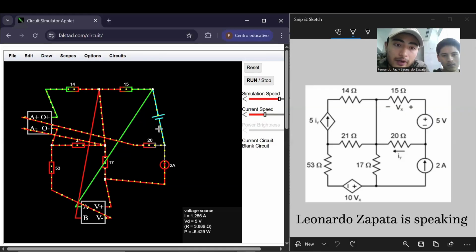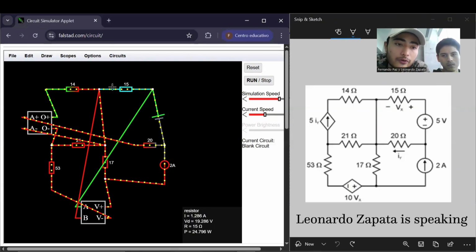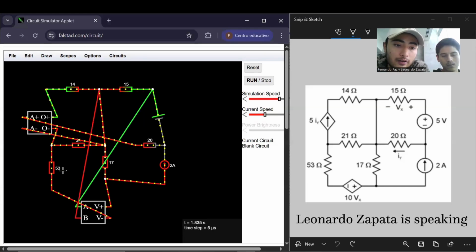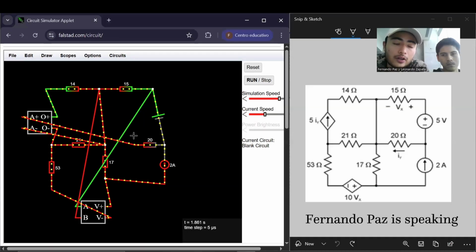In the problem solved by hand, we got negative values because the current is flowing in the opposite direction, because we decided to go clockwise to solve by hand. And here we can see that some currents are flowing counterclockwise. So now my classmate is going to solve the second.